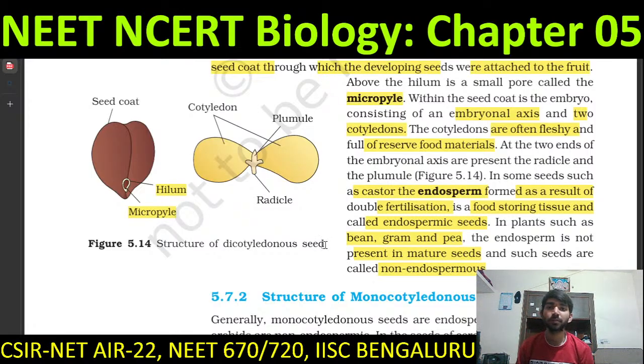Here again, you have to remember the example. If endosperm is present, endospermic seed. Example is castor. So that is how people extract oil from castor. Then in bean, gram, and pea, it is not present. So that is non-endospermous. Very easy term.